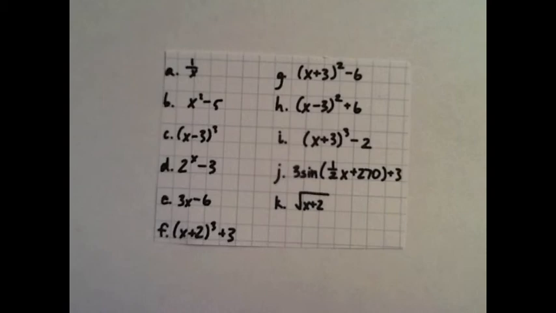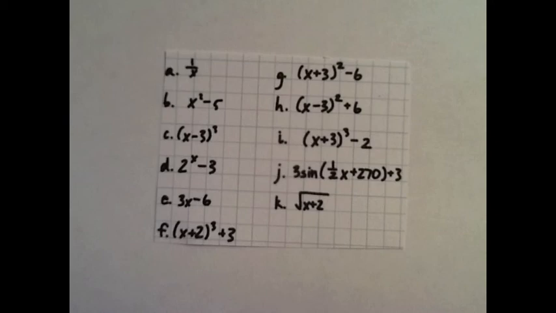Graph E was linear with a slope of 3 and a y-intercept of negative 6, making the equation 3x - 6. Graph F was (x + 2)^3 + 3 because it was a cubic graph that needed to be shifted 2 to the left and 3 up. Graph G was (x + 3)^2 - 6 because the vertex was (-3, -6). Graph H was (x - 3)^2 + 6 because its vertex was (3, 6). Graph I was (x + 3)^3 - 2 because it was a cubic equation that needed to be shifted 3 to the left and 2 down.